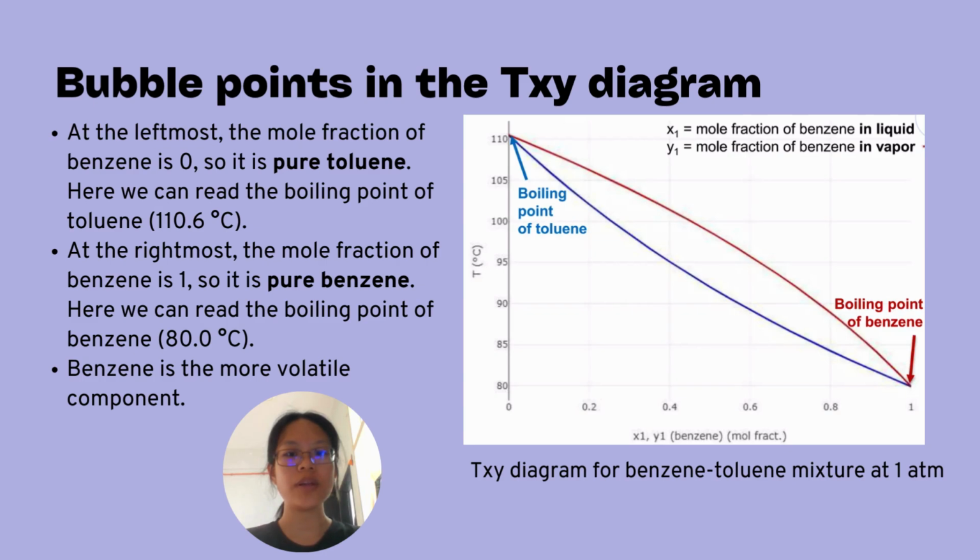At the leftmost point, the mole fraction of benzene is 0, meaning the mixture is pure toluene, and its boiling point is 110.6 degrees Celsius. At the rightmost point, the mole fraction of benzene is 1, representing pure benzene, with a boiling point of 80 degrees Celsius. Since benzene has the lower boiling point, it is the more volatile compound.